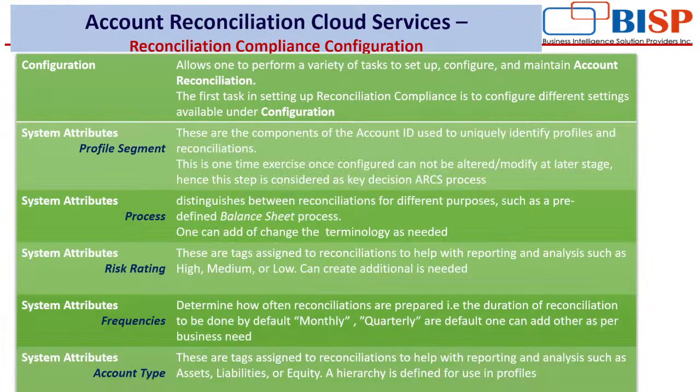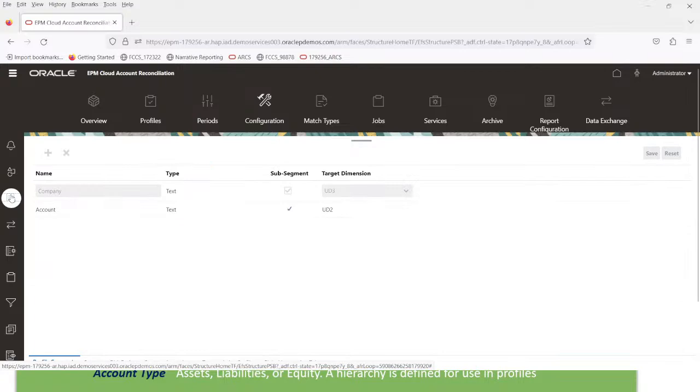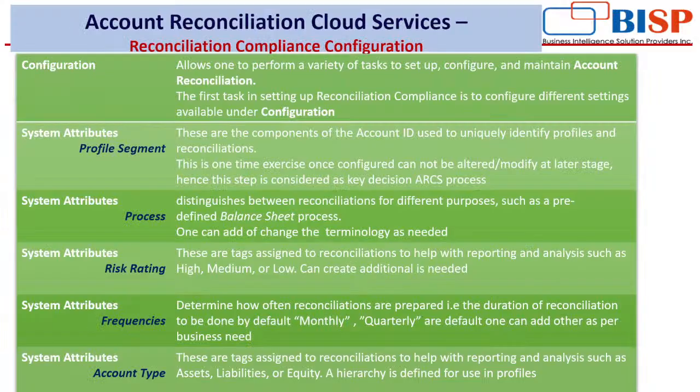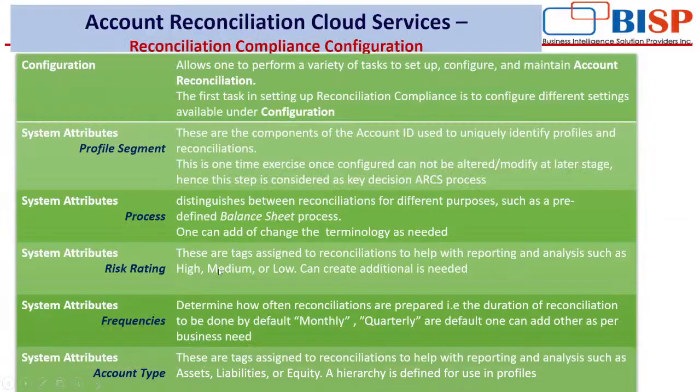Coming on to this configuration part, system attributes. Under the system attributes, the first option we have is the profile segment. So what does this profile segment mean? Basically these are the components of the account ID used to uniquely identify profiles and reconciliation. This is a one-time exercise. Once configured, it cannot be modified. We cannot change or modify it at any later stage. Hence, this step is considered a key decision.